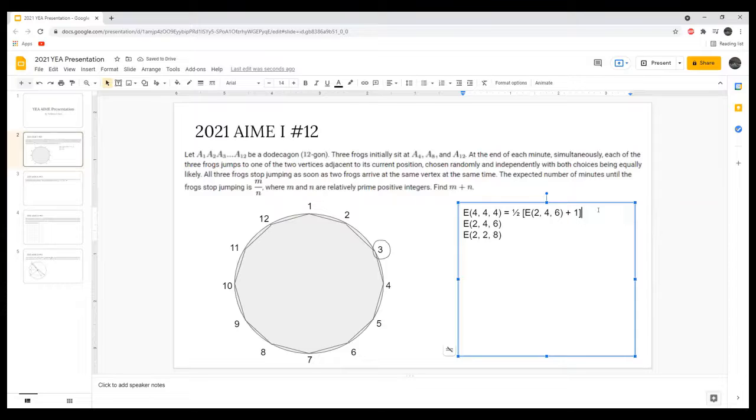Now we consider the case where the frog at point 12 moves the other way to 11. Then if 8 moves to 9, we get this configuration again, 9, 11, 3. This is 4, this is 2, and this is 6. But if the frog from point 8 moves to point 7, we remain in a 4, 4, 4 configuration. So each of these two has a probability 1/4 of happening.